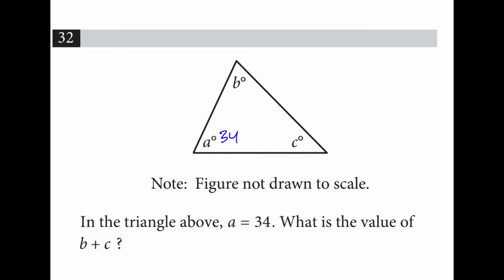If A is 34, then B plus C has to equal 180 minus 34, or 146.